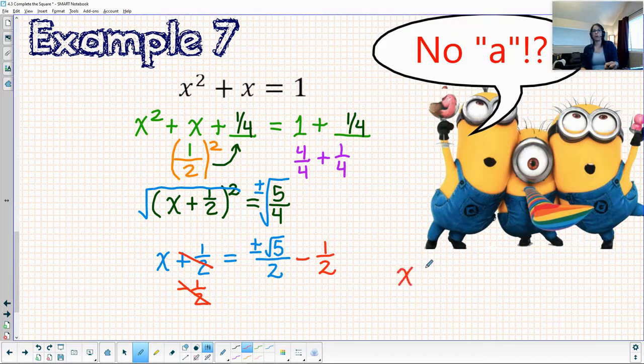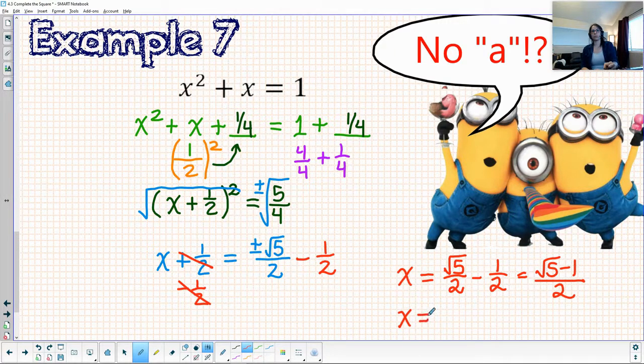So I have one possibility is going to be root 5 over 2 minus 1/2. So you can leave it like that. If you would like to shrink that up a little more, you could. So anything in red. And then the last one, which will be negative root 5 over 2 minus 1/2. Or again, if you'd like to combine those up, root 5 minus 1 all over 2. Either of those in red, I will take.